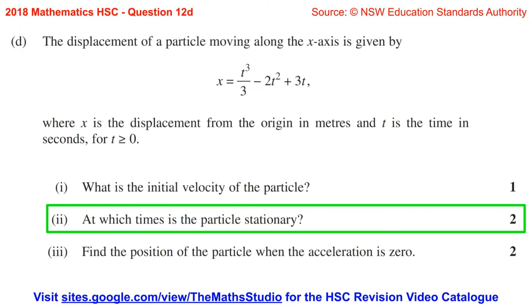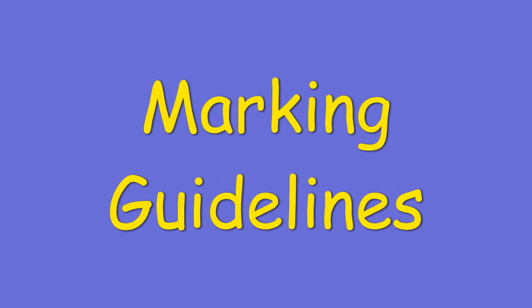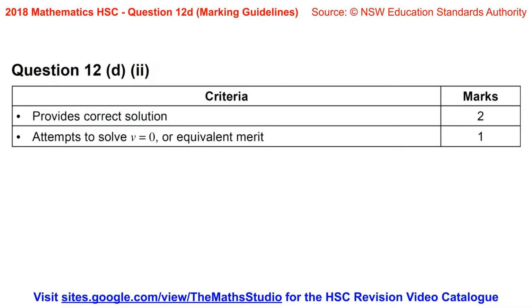Part 2. At which times is the particle stationary? The following are the marking guidelines for question 12d, part 2. For 1 mark, we have attempts to solve v equals 0 or equivalent merit. And for 2 marks, we have provides correct solution.